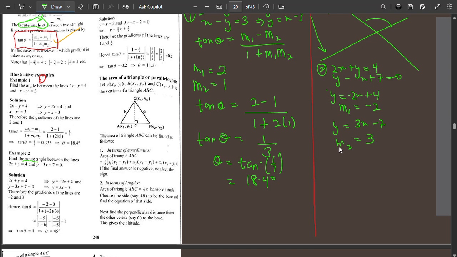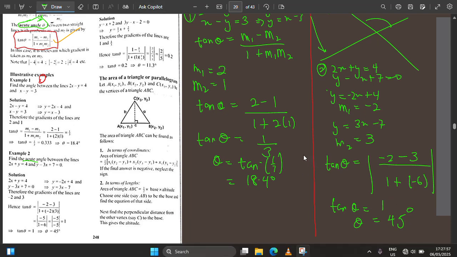Now we have m1 and m2, so we can use the formula. The absolute value of the first one, minus 2 minus 3, over 1 plus their product. So minus 2 times 3 is minus 6. So we have tan theta is equal to minus 5 over minus 5, so we have 1. So theta is equal to 45 degrees.